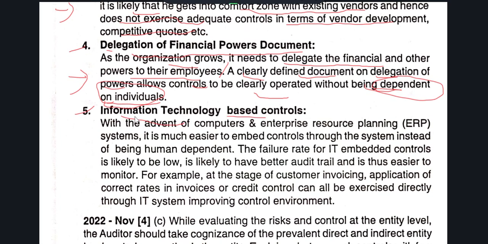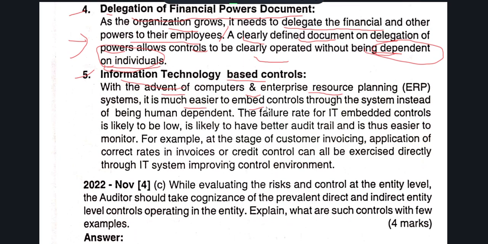Information technology based control. With the advance of computers and enterprise resource planning, it is much easier to embed control through the system instead of depending on humans. So some controls should be system based, not human based. For example, attendance: if you have a fingerprint system, it will automatically record it, and nobody can cheat. When you have a key card, the door will open. A watchman may allow someone in, but with no key card, no one can go in. The failure rate of IT embedded control is much lower, and it is likely to have a better audit trail and be easier to monitor.